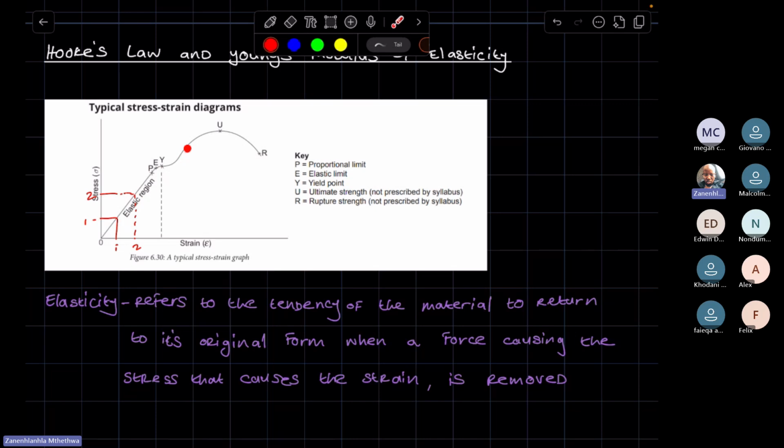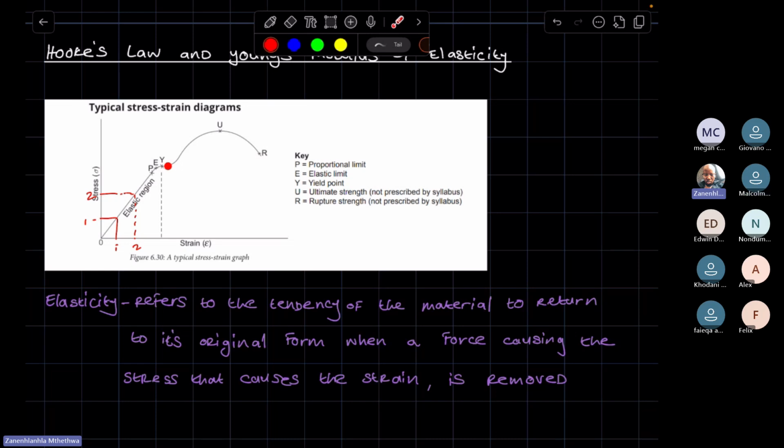Once the graph starts getting curvy, Hooke's law is no longer satisfied. Why? Because the stress is no longer directly proportional to the strain it is causing. And that is caused why? Because the material is no longer elastic. It is completely deformed. Beyond this point, it means the material is completely deformed. It cannot go back to its original shape.